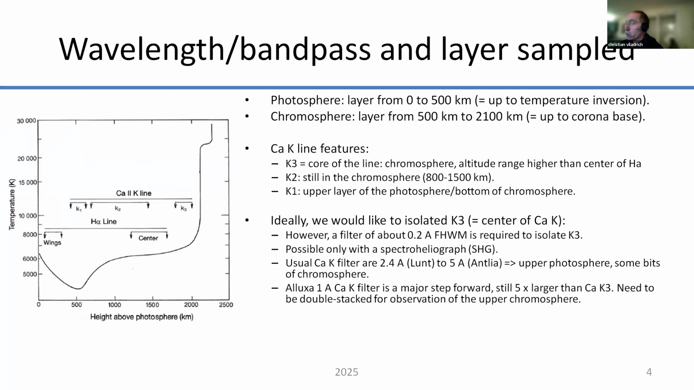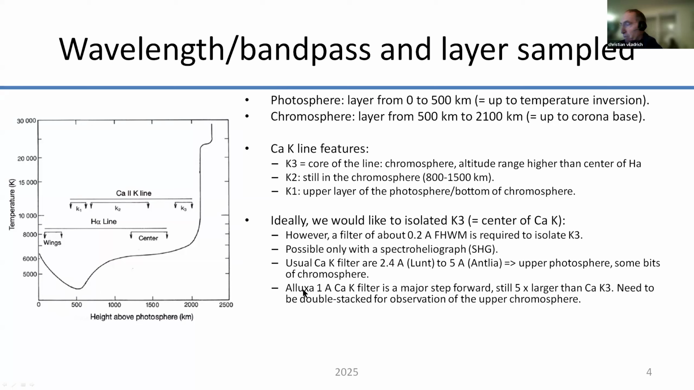And usual calcium filters have a bandpass from about 2.4 to 5 angstrom. This is typical. So with this kind of filter, what we see is basically the upper photosphere and some parts of the lower chromosphere.